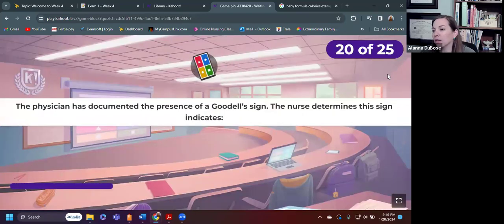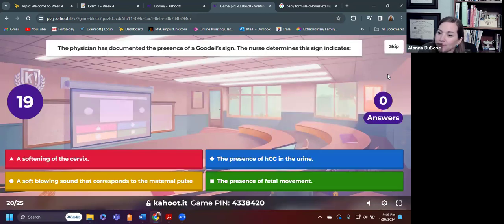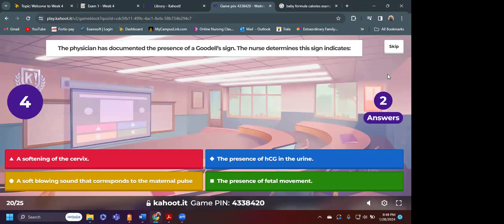The physician has documented the presence of Goodell's sign. The nurse determines this sign indicates red, softening of the cervix. Blue, the presence of HCG in the urine. Yellow, a soft blowing sound that corresponds to the maternal pulse. Or green, the presence of fetal movement. Red. Good.